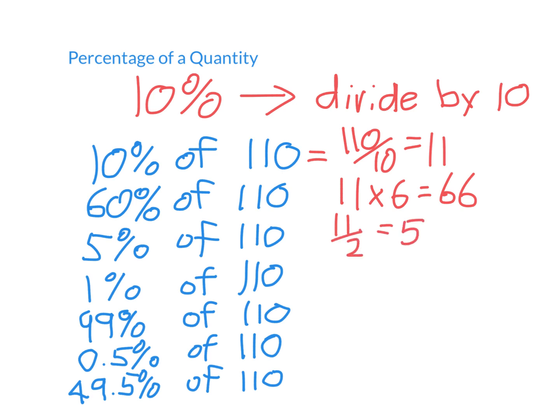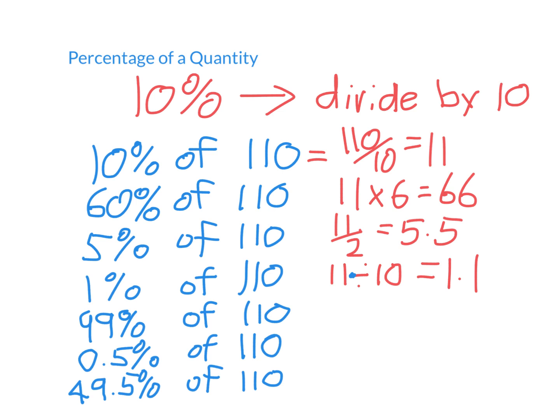And 11 divided by 2 is 5.5. So what's 1% of 110? Well, that's just 10% divided by 10. Remember, to divide by 10, you take the decimal point at the end of a whole number and move it one spot left. So 1% would be equal to 1.1. If 1% is 1.1, what would 99% be?